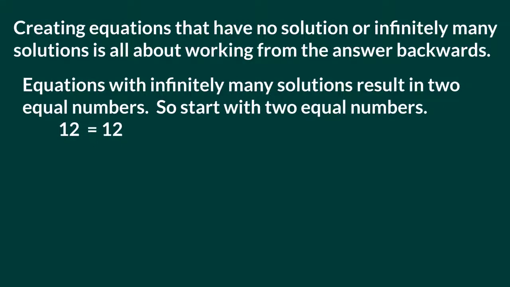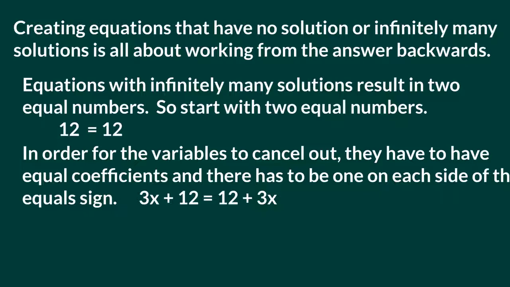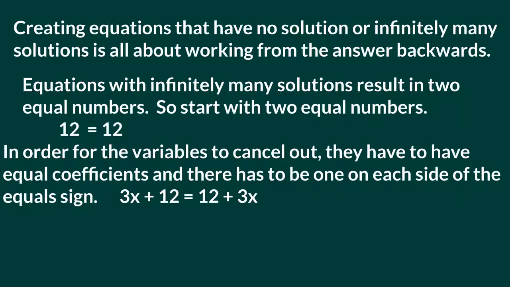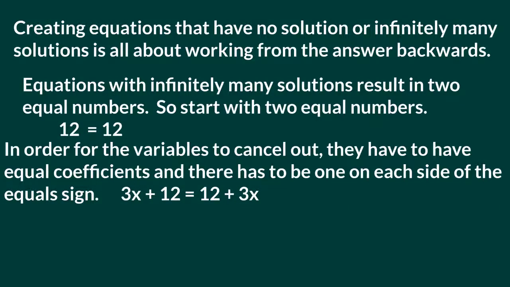Now I can't leave it like that. I got to have some algebra in there, so we got to bring in the variables. Now the variables also need to cancel out. In order for those variables to cancel out, they have to be equal coefficients, and there has to be one on each side of the equal sign. So we're going to end up with something that looks like this, 3x plus 12 and 3x plus 12. 3x on this side, 3x on this side, because when I subtract 3x from both sides, they'll cancel out.